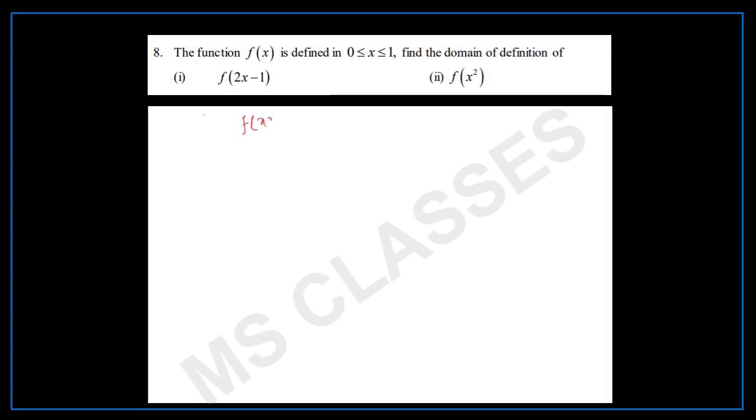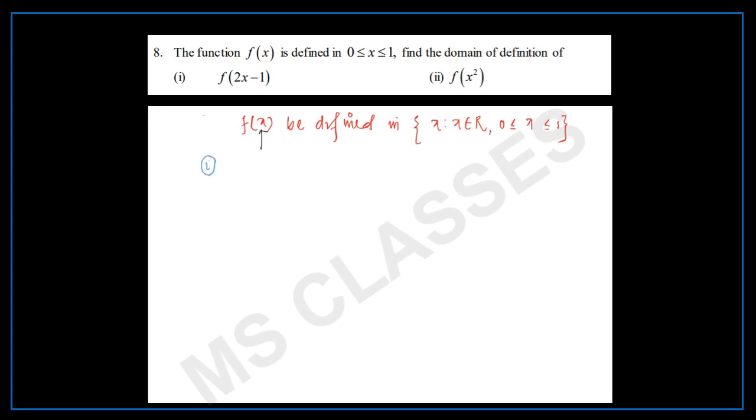Let f(x) be defined in x such that x belongs to R, 0 ≤ x ≤ 1. That means this function is defined when x lies from 0 to 1. That means when the input is from 0 to 1, then only the function will be defined, else not.